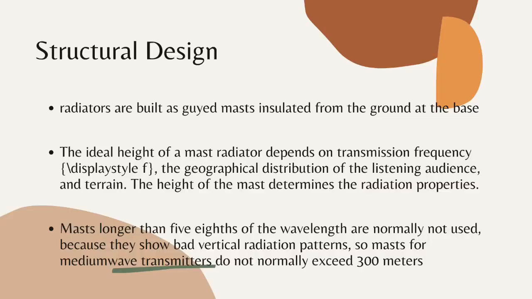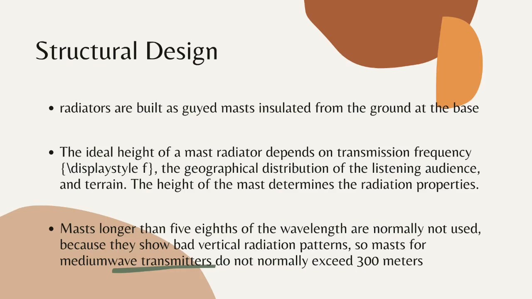Now that we're done with the types of mast radiator, let's proceed to its structural design. Most mast radiators are built as guyed masts insulated from the ground at the base. Steel lattice masts of a triangular cross-section are the most common type. At its base, the mast is usually mounted on a thick ceramic insulator which has the compressive strength to support the tower's weight and the dielectric strength to withstand the high RF voltage applied by the transmitter.